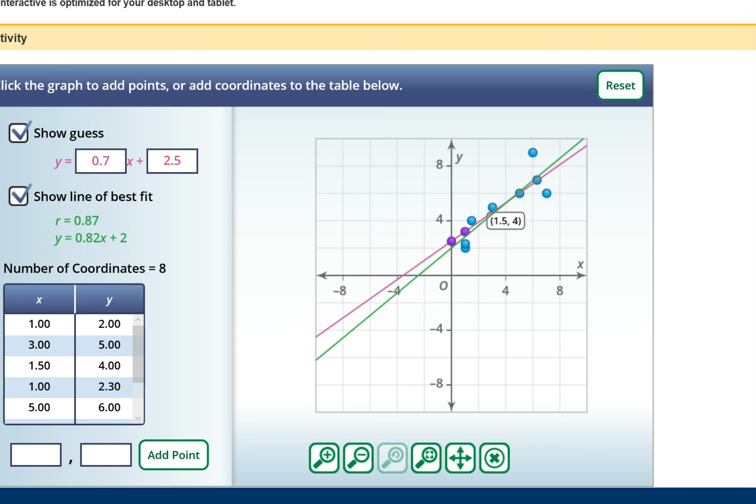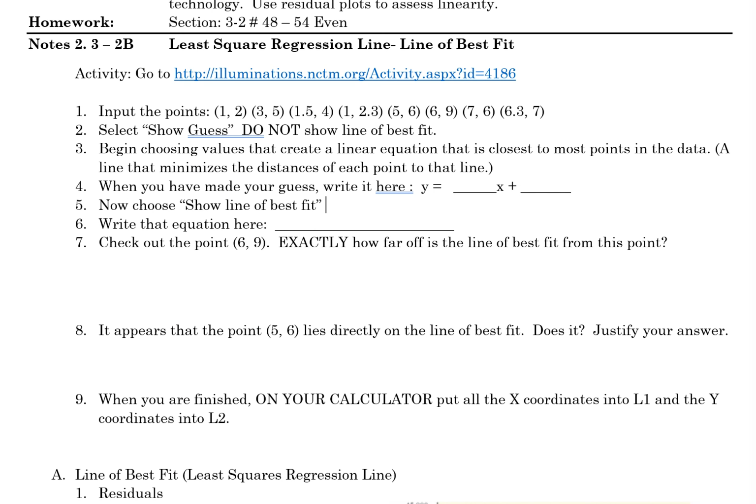Okay. So going back to your note sheet here. Let me grab some pens. There we go. So my line that I chose was 0.7x plus 2.5. The actual equation was y equals 0.82x plus 2. And actually, if you notice, this is not the correct form for AP Statistics.